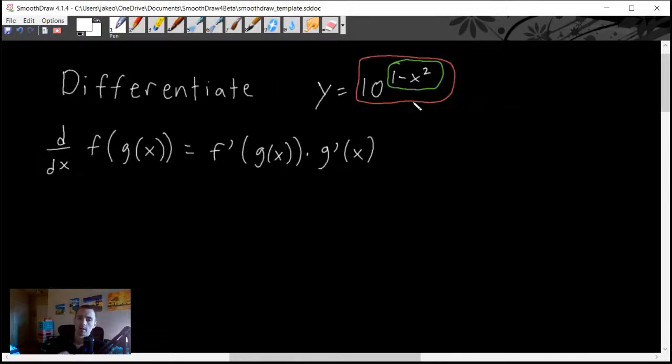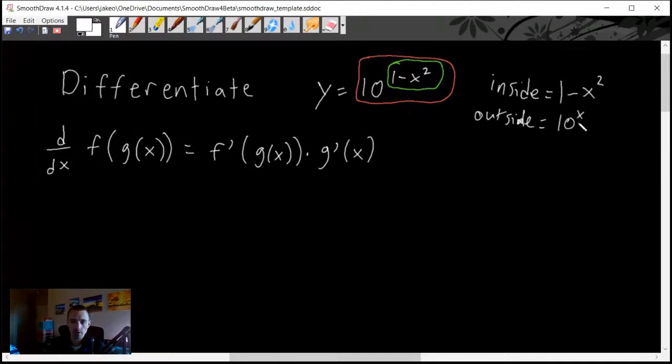Like I said, chain rule just says we're going to take the derivative of the outside function. Once you have figured out what your inside function is, in this case, we're going to say that our inside function is the power, the entire power, 1 minus x squared. To figure out your outside function, all you have to do is replace your entire inside function by just your variable. So we're going to replace this entire 1 minus x squared by x. And whatever you're left with, that is your outside function.